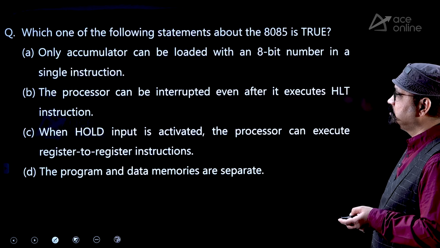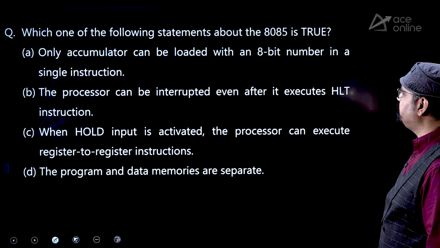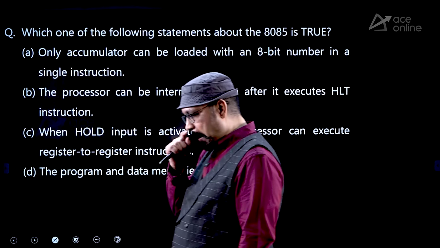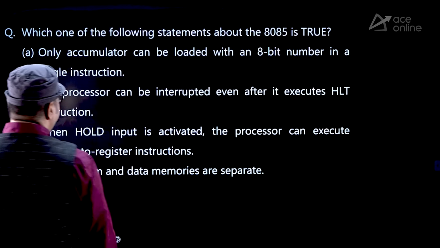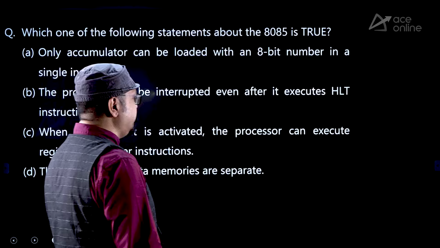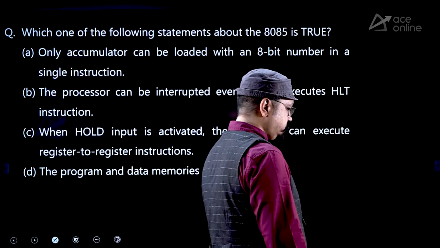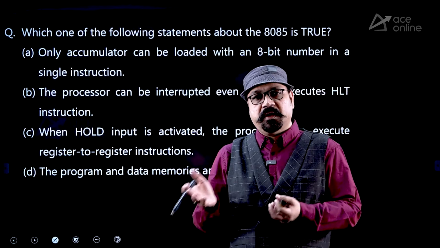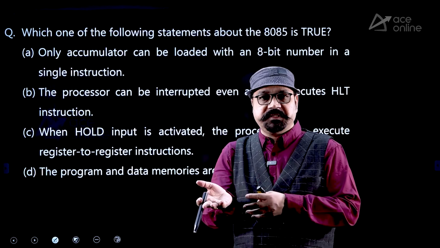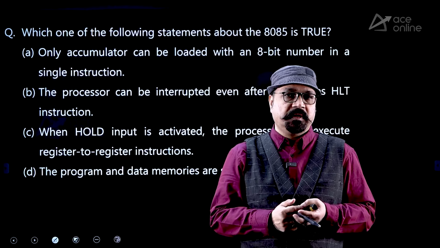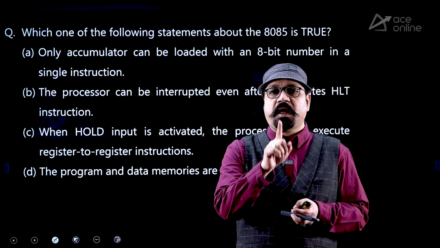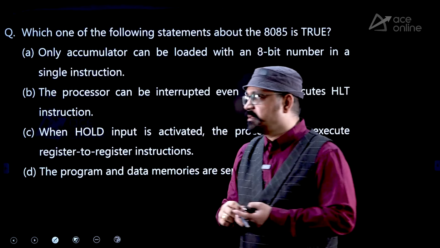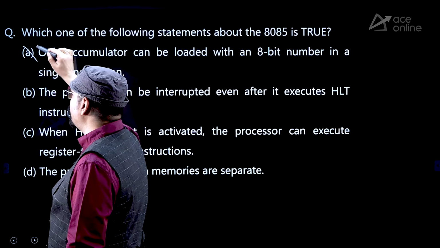Let's see one more. Which one of the following statements about the 8085 is true? Please read. Only accumulator can be loaded with an 8-bit number in a single instruction. Is it true? No. Why only accumulator? Already you have seen two questions where accumulator is initialized, B register is initialized, C register is initialized. You can initialize accumulator, you can also initialize B, C, D, E, H, L, 6 GPRs. So this is wrong. This is not true, false.